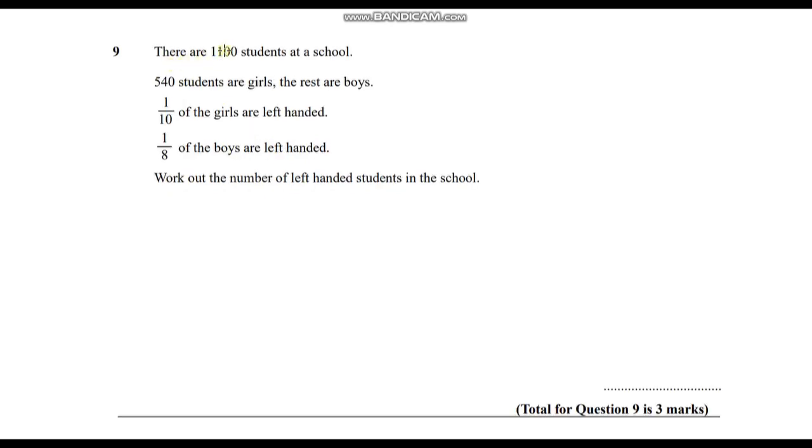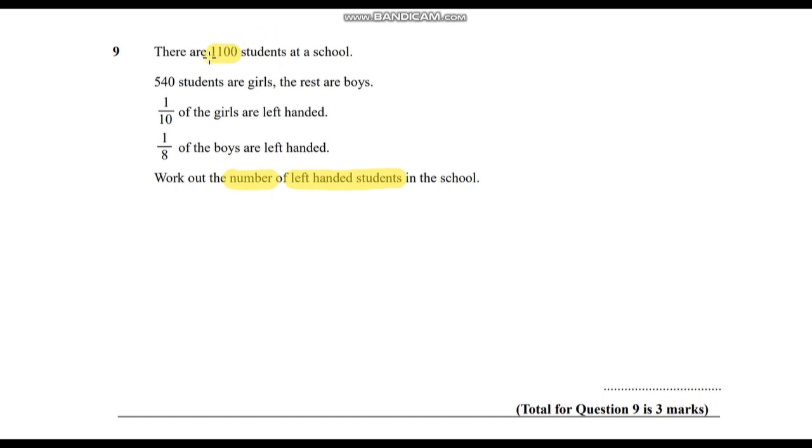Question 9. There are 1,100 students at school. 540 are girls and the rest are boys. 1/10 of the girls are left-handed and 1/8 of the boys are left-handed. Work out the number of left-handed students in the school. So this is worth 3 marks. So there's a bit of working out to do here.